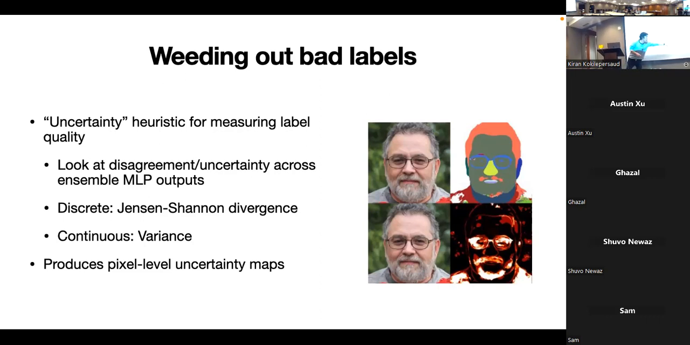So these hotspots corresponding to high uncertainty are related to the glasses, the shirt area, and then I guess he has a beard and a mustache. So it's confused if that's hair or skin.